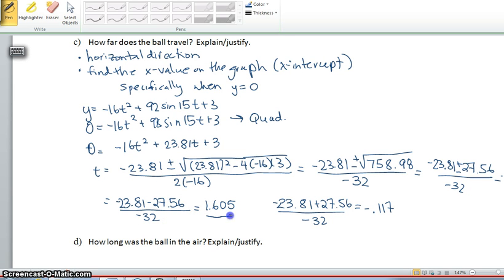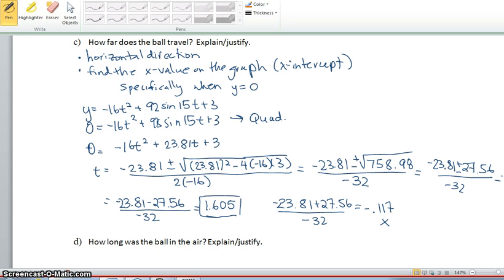One was 1.605 and one was negative 0.117. Well, we have to reject the negative time because you can't have negative time. So we're going to take our 1.605 and use that time now to find the horizontal distance.